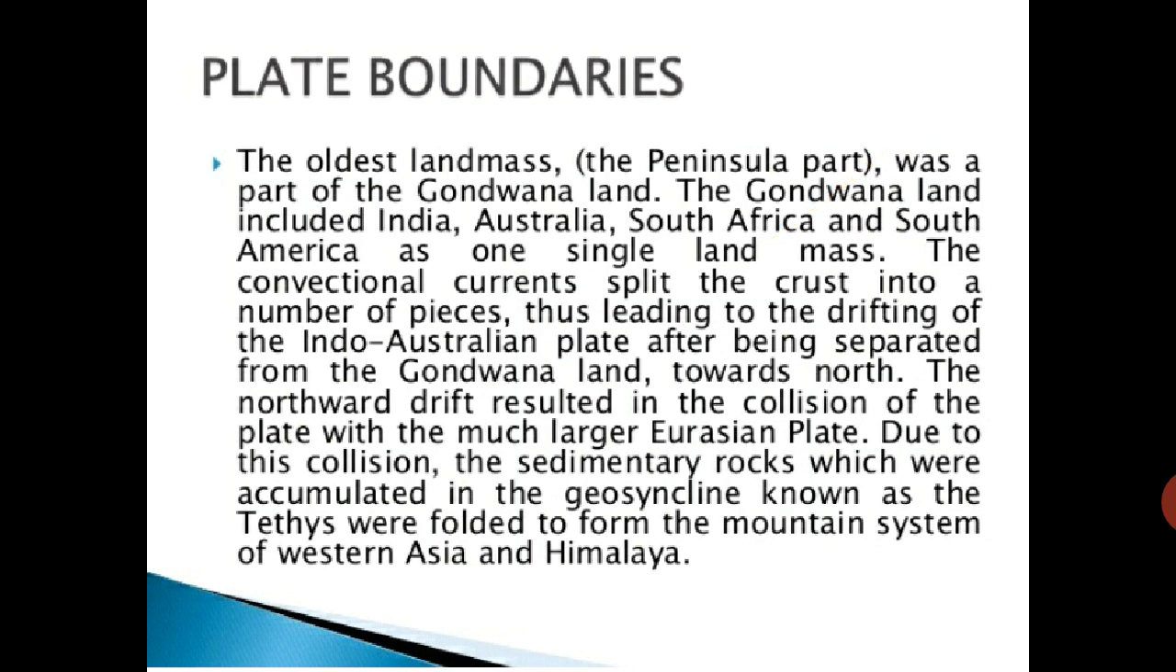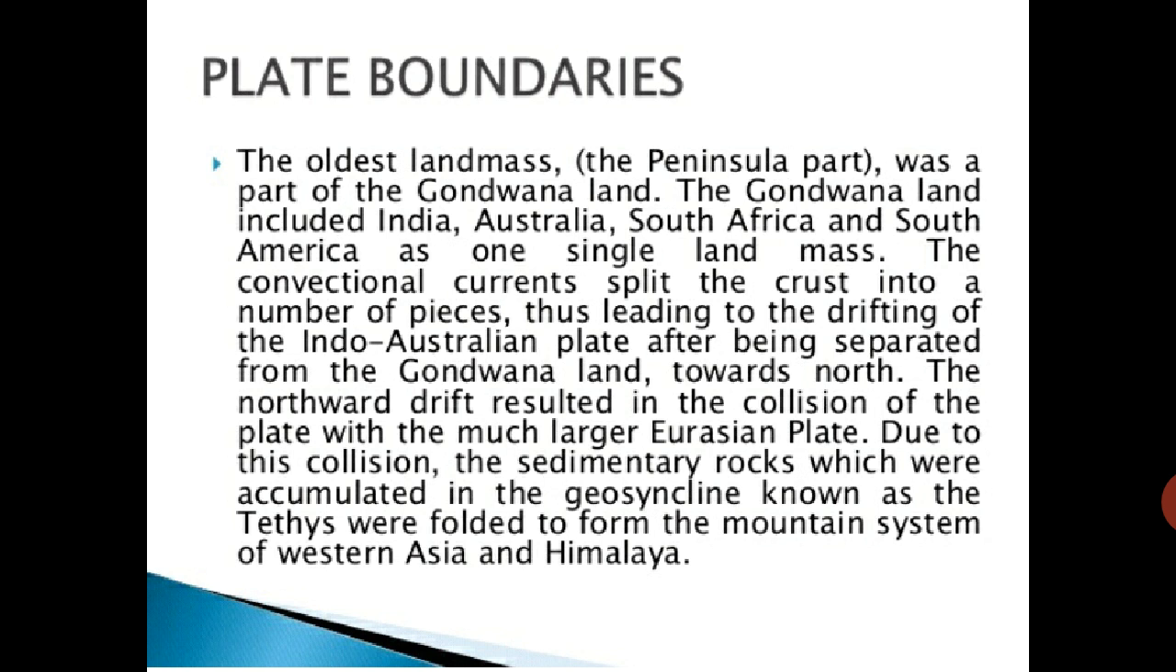Plate boundaries. The oldest landmass, the peninsula part, was part of Gondwana land. The Gondwana land included India, Australia, South Africa, and South America as one single landmass. All these were together in a single landmass. The convectional current split the crust into a number of pieces, thus leading to the drifting of the Indo-Australian plate after being separated from the Gondwana land towards the north.